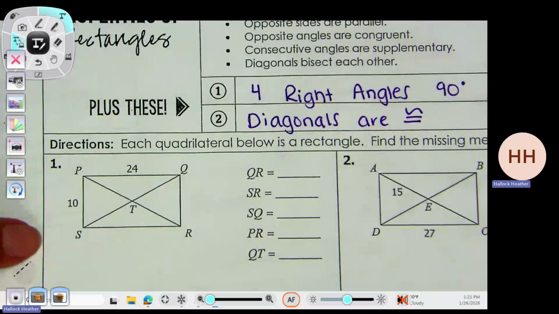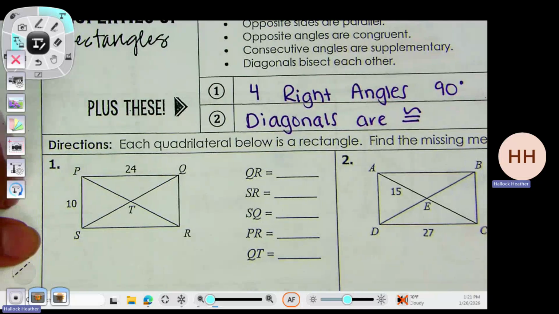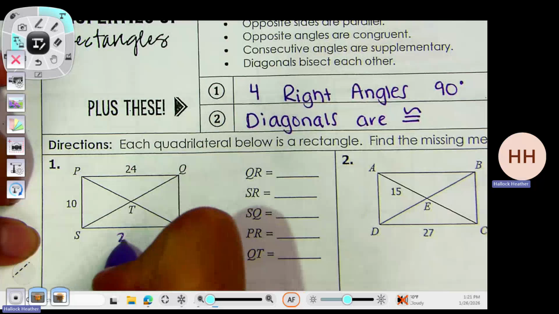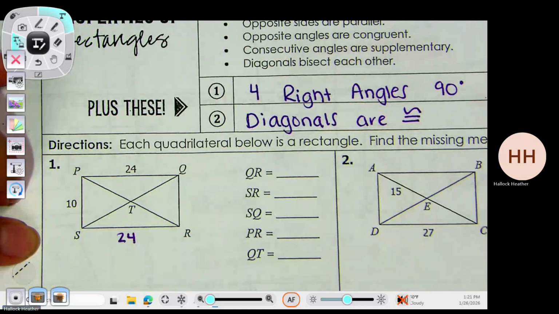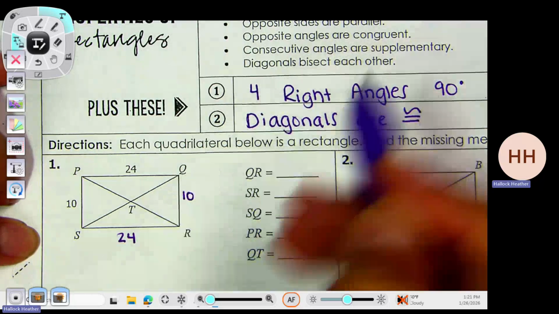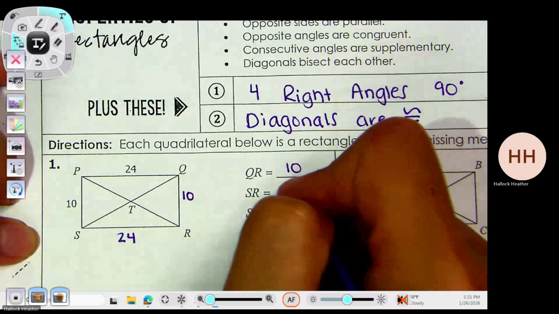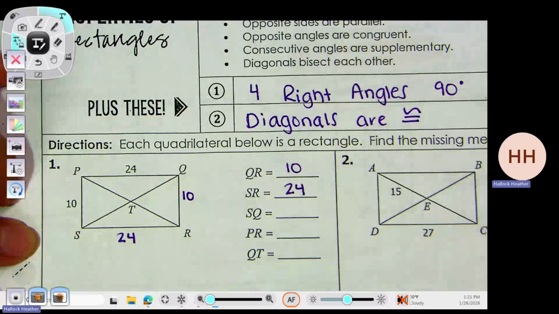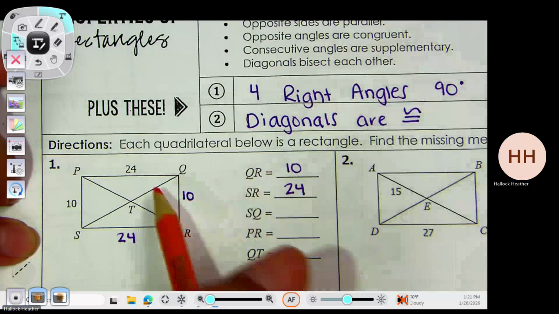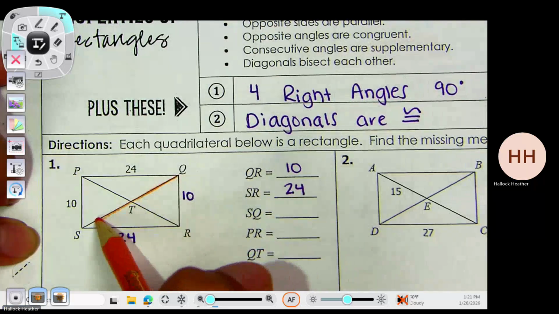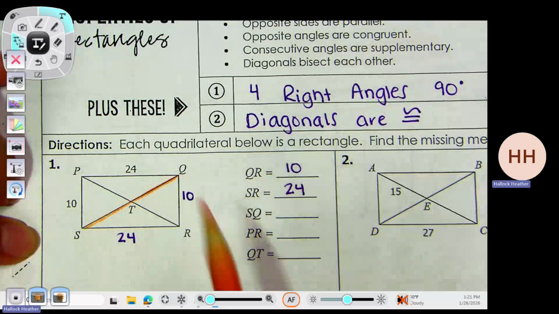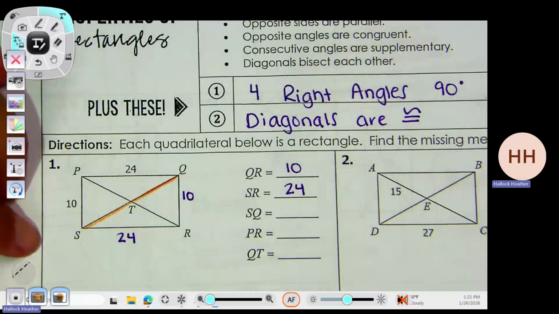So for number 1, where else can 24 go? On the bottom. Where else can 10 go? Good. Okay, so how much is QR? 10. How much is SR? Good. I don't know SQ, and there's no extra piece of information for SQ.